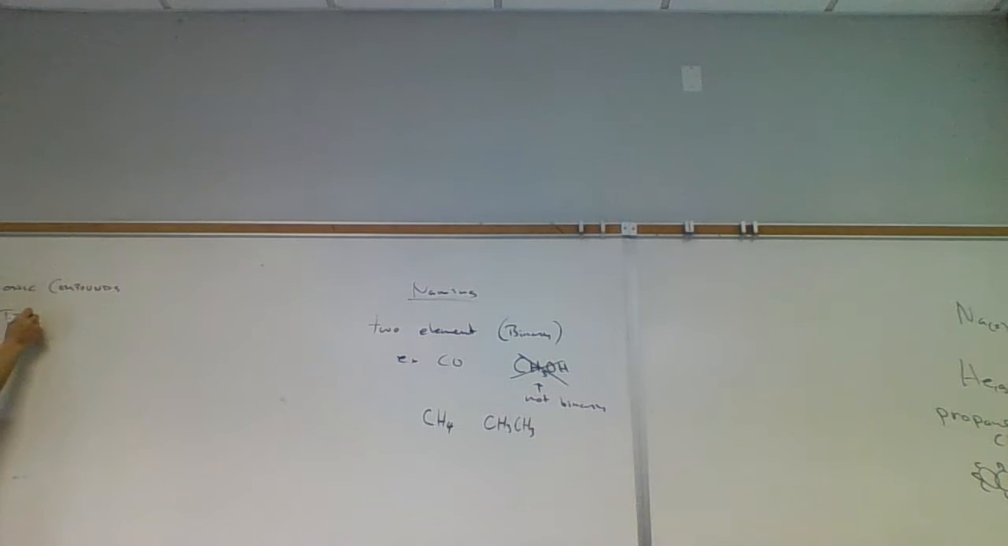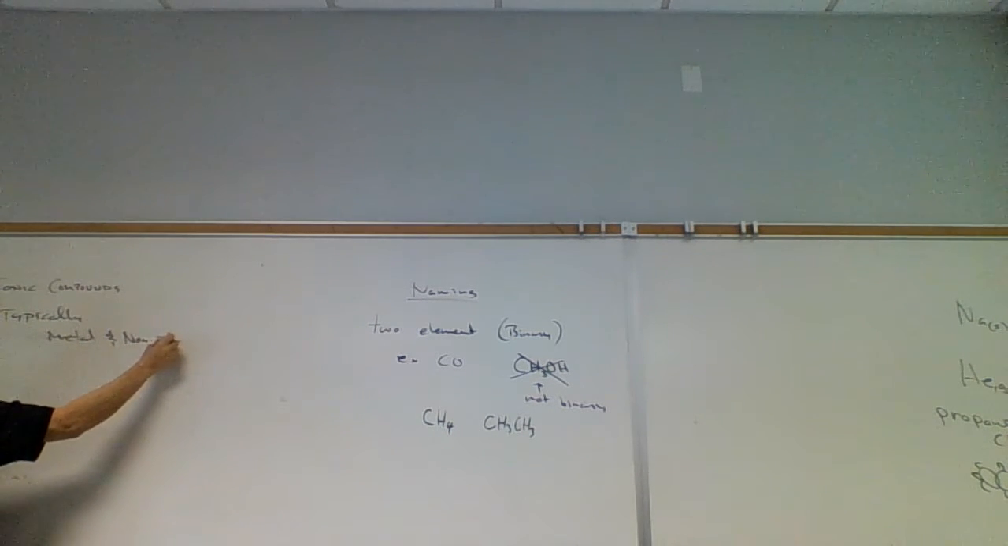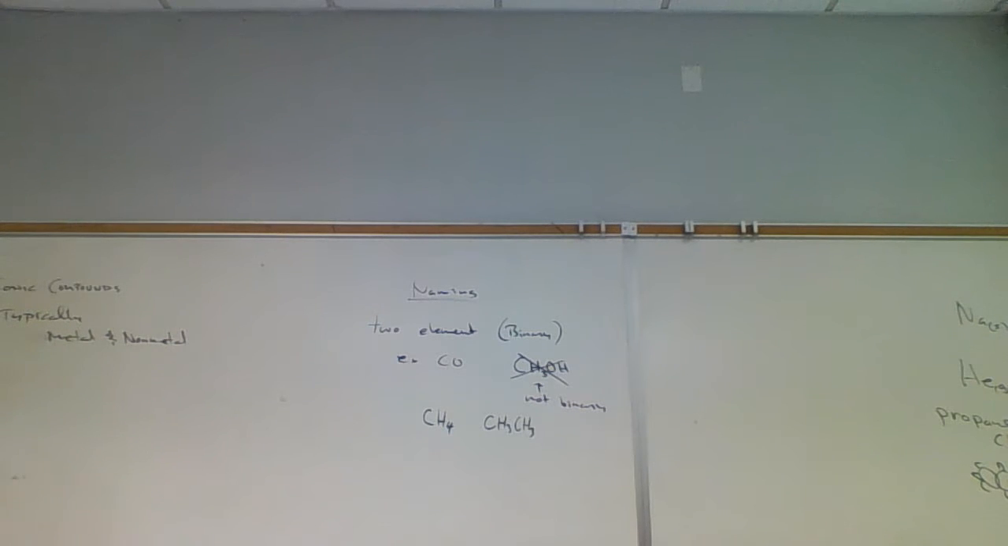Ionic compounds typically consist of a metal and a nonmetal. An example of an ionic compound would be sodium chloride. One of the differences between an ionic compound and a molecular compound is what we think of as far as the charge on the atom goes.